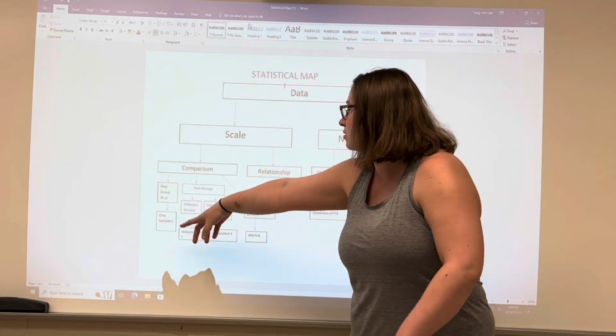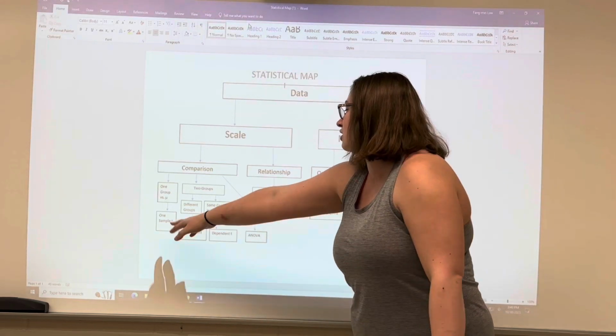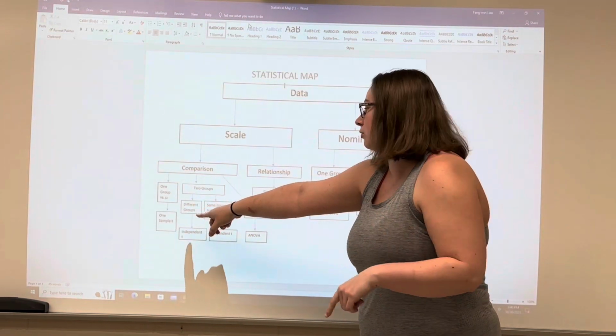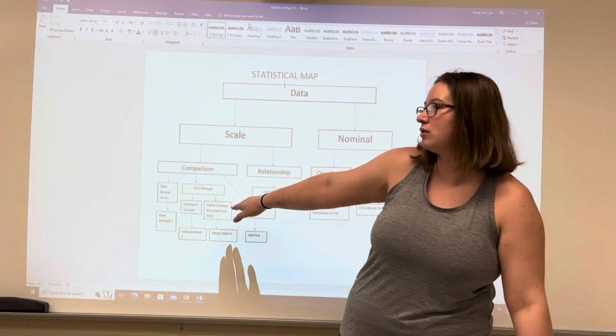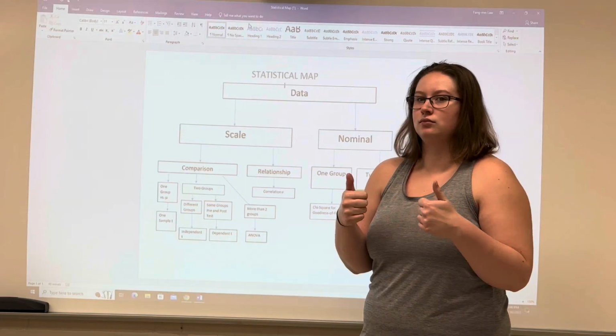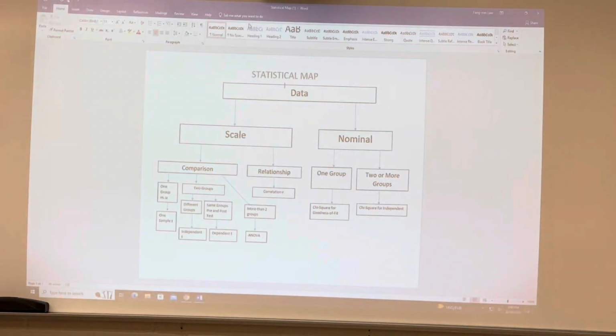Comparison depends on how many groups you have. If it's just one group, based on the population mean, you do a one-sample t-test. If it's two different groups, you do an independent t-test. The same group but pre and post, a dependent t-test, and for more groups, ANOVA. Everybody, make sure you understand it yourself, okay?